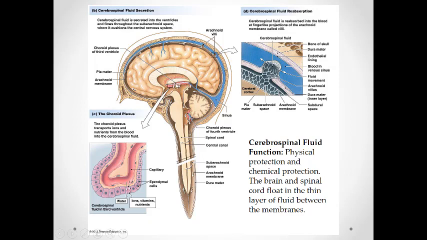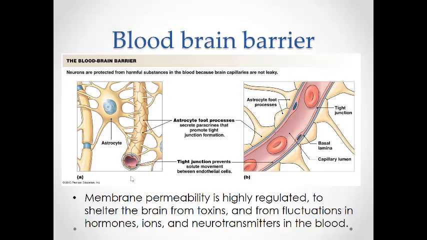The cerebrospinal fluid is secreted into the ventricles, and it's going to flow throughout the subarachnoid space where it cushions the central nervous system. And you have specialized cells here in the center of your brain that are called the choroid plexus. And the choroid plexus looks like this. And it transports ions and nutrients from the blood into the cerebral spinal fluid and also out of it. So it helps maintain the balance between those things.